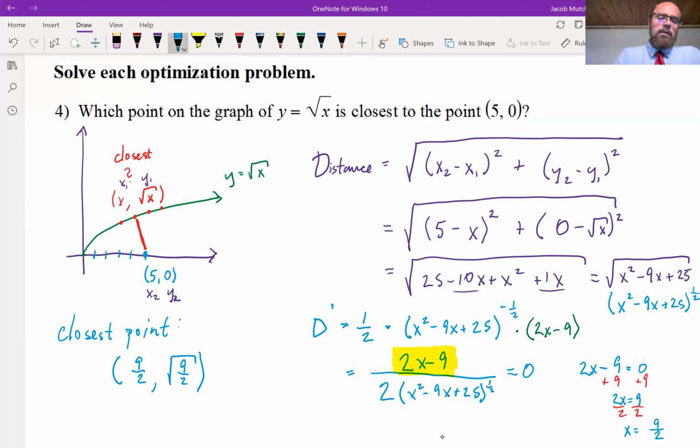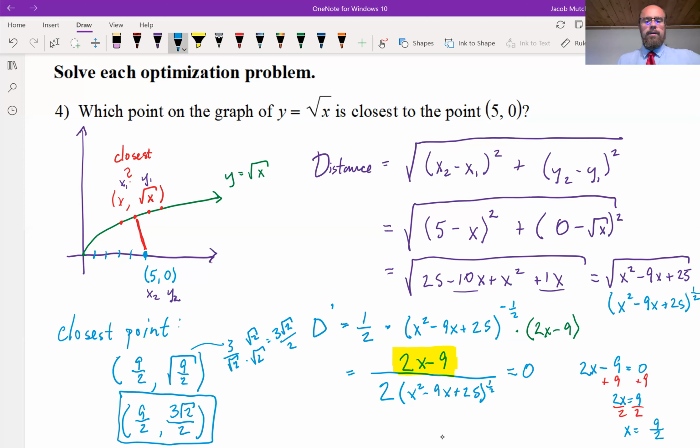And I can simplify this. This is going to be 3 over square root of 2. And then to rationalize, I would multiply by square root of 2. So the final presentation form would be 3 square root of 2 over 2. And that's how I want to present this point: 9 over 2, 3 times the square root of 2 over 2. And that's the closest point on that green curve to the point 5, 0.